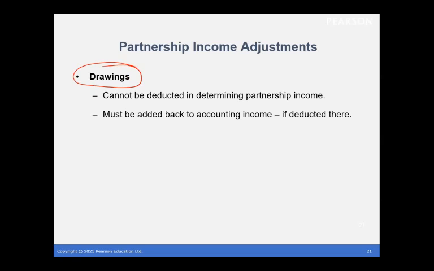Drawings. So this means taking money out. So if a partner just said, okay, well, I'm going to go into the account and just take out 20 grand, that's a draw. I'm taking it out of the pot. That money is not a deduction. So that doesn't count as a tax deduction or any kind of a reduction in determining that partnership income. So we've got to add that back.